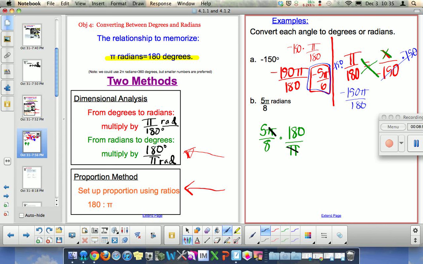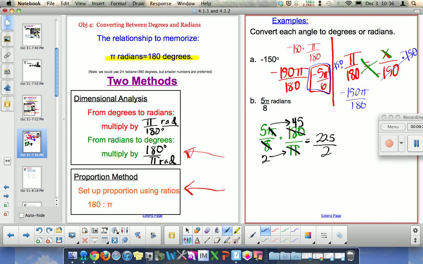I can see that can cancel. I also see that I think 4 goes into both of these. 4 goes into 8 2 times. 4 goes into 180, let's see, 45 times. So I'm simplifying as I go just to save myself some time. So now I'm going to do 5 times 45, and I'm going to get 225 over 2, because 2 times 1. Pi turned into 1.